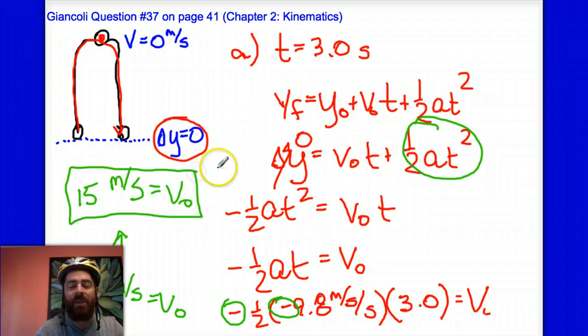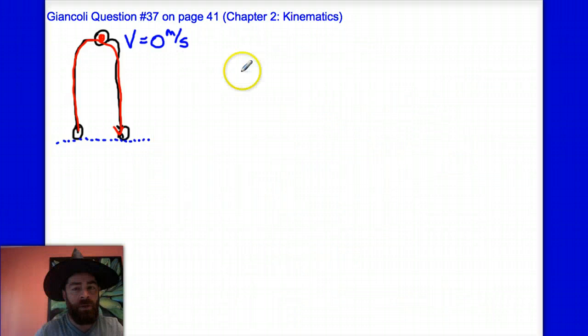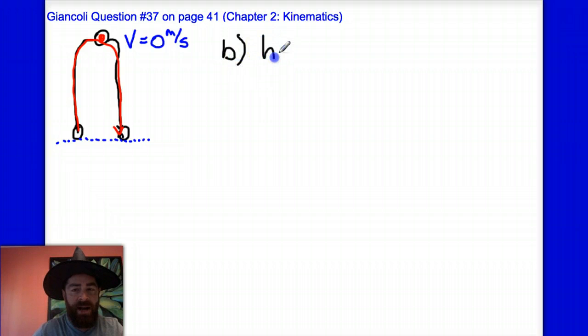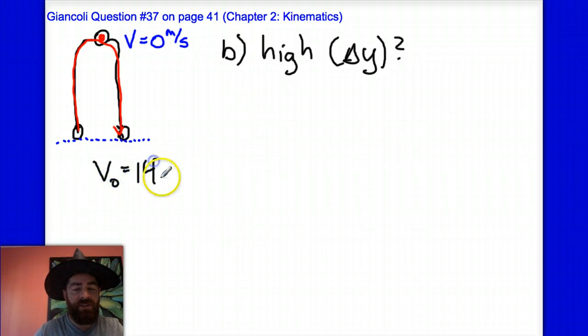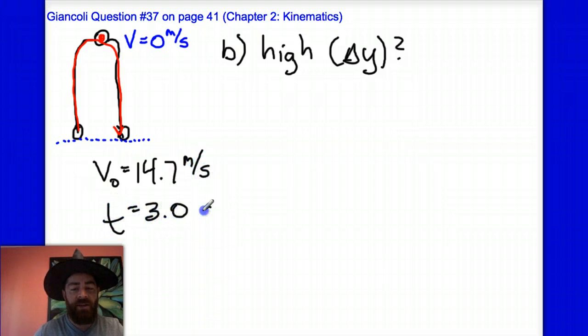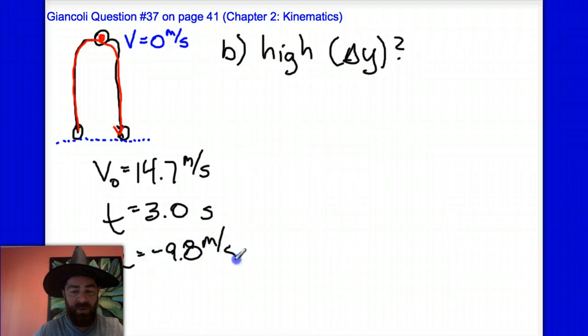So there are two separate ways of approaching the first question, which was how fast was the ball fired. There are two approaches to answering part B. Part B asks how high did it go, and you should recognize that you're trying to solve for delta y, or our vertical displacement in this particular question. We know the initial velocity is 14.7 meters per second, and we know that it's in the air for 3 seconds, and of course we know the acceleration is equal to negative 9.8 meters per second squared.